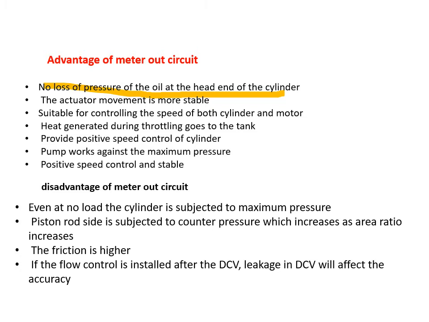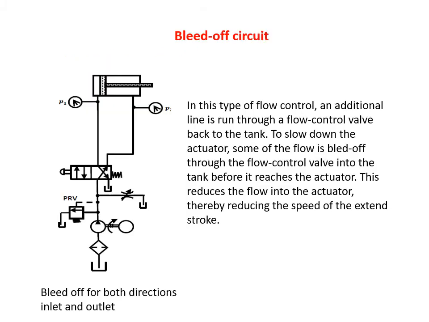Then the piston rod side is subjected to the counter pressure, which increases the area ratio, because of which the size of the actuator will increase. So if there is a space constraint, meter out is not a good option. And then friction is also higher, and if the flow controller is installed after the direction control valve, leakage in the direction control valve will affect the accuracy.